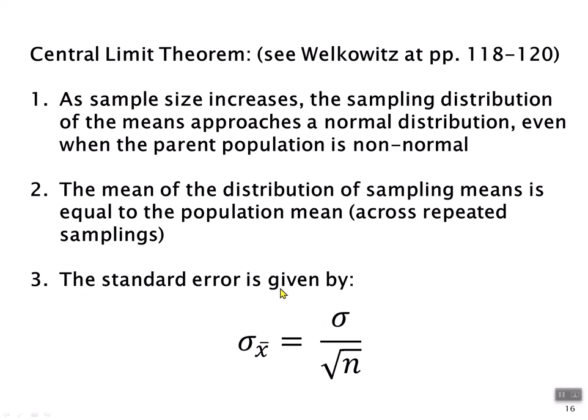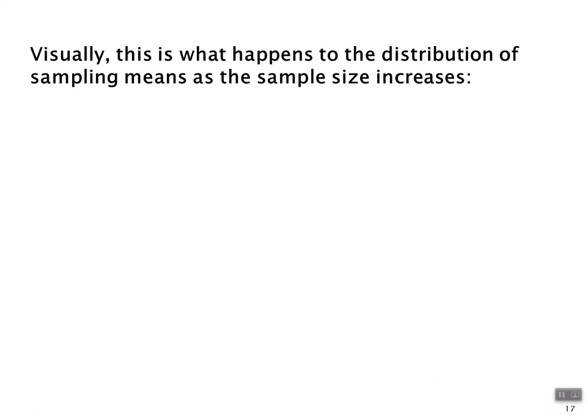Next, the standard error is given by this formula. This is the symbol for the population standard error, or we can think of it as the standard deviation of the means, but really it's called the standard error. You take the population standard deviation sigma and divide it by the square root of n, and that gives you the standard error. And that's used to define the probability space that forms the theoretical sampling distribution.